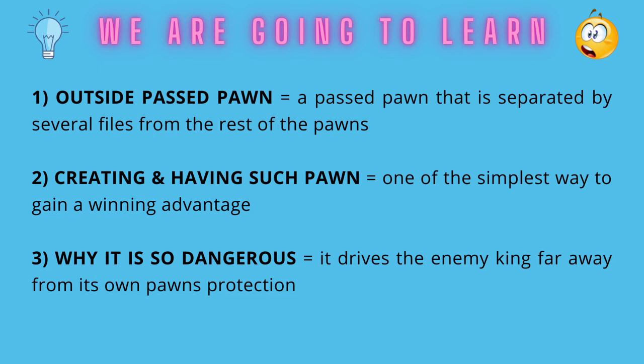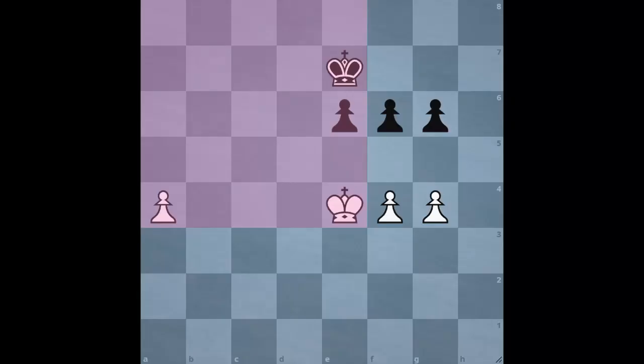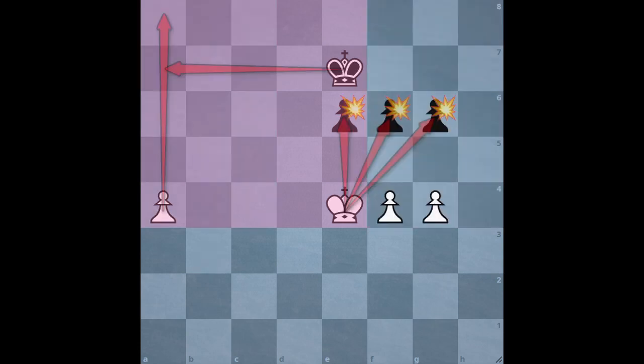And now, after this class is over, I guess you should know what a passed pawn is, what the outside passed pawn especially is, and why it is that important to have it, how to convert the advantage of having such a pawn, and why it is so important to understand the idea behind it, especially if you have the opportunity to create such a passed pawn, and how to manage it. I hope you are having great fun and understand more and more.